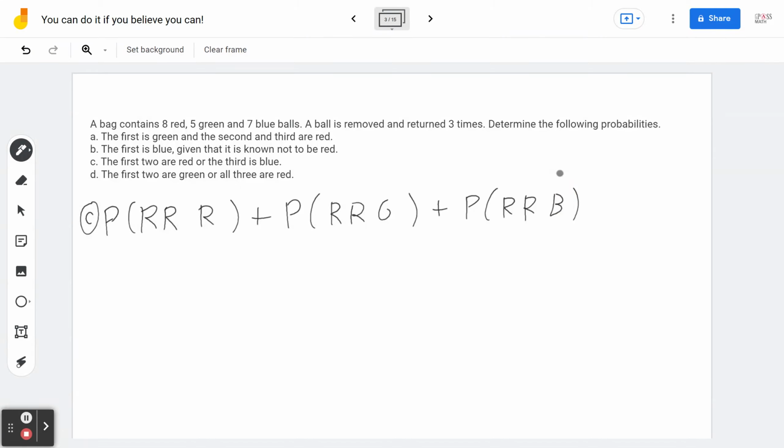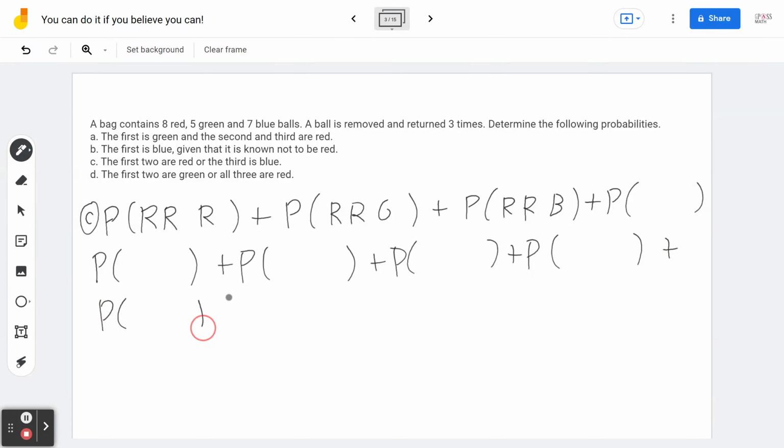That's the first part. Or means you're adding. And again, the third one is blue. So really expand your mind here. If you think about this, I believe there are 8 cases. So I'm going to write them out for you. So 1, 2, 3, 4, 5, 6, 7, and 8.